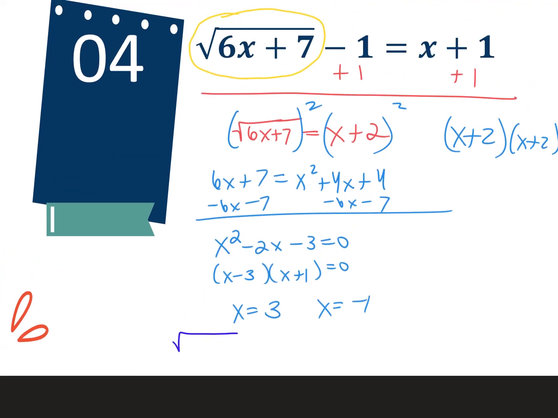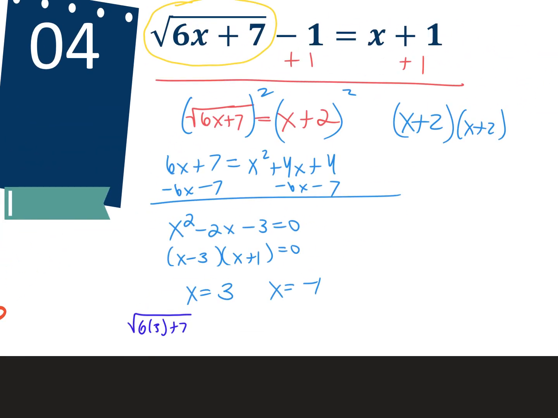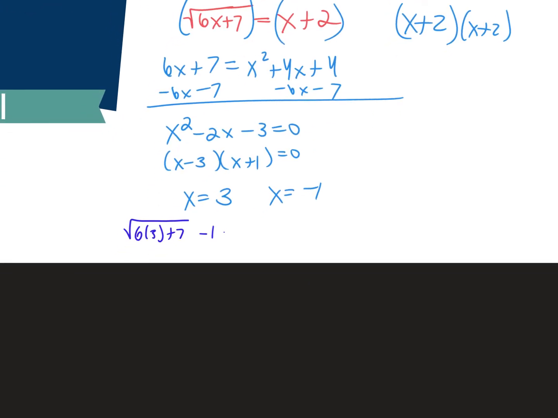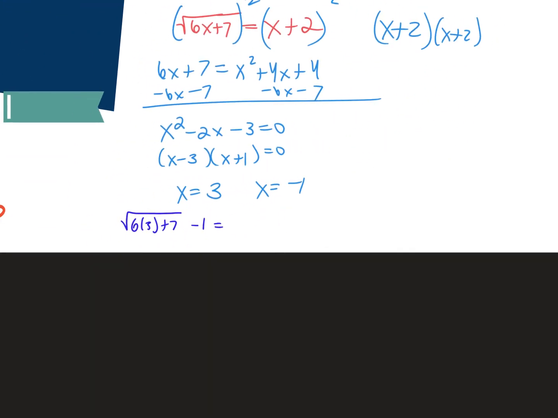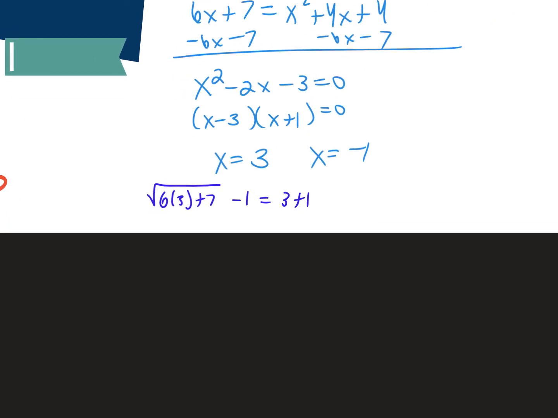So I have 6 times 3 plus 7, minus 1 on the outside there, equals, what is x plus 1? So 3 plus 1. 6 times 3, 18, plus 7 is? Yep. What's the square root of 25? 5, and 5 minus 1 is? 4. Does 4 equal 4? Yep, 3 works.